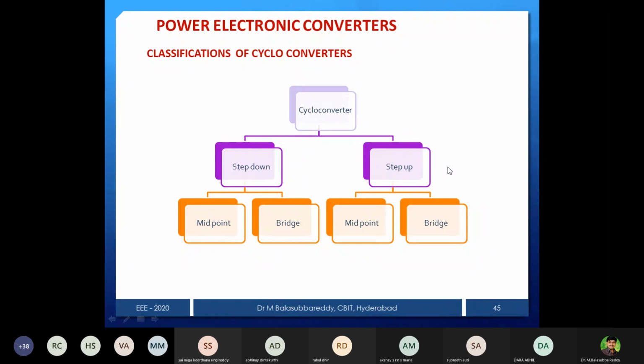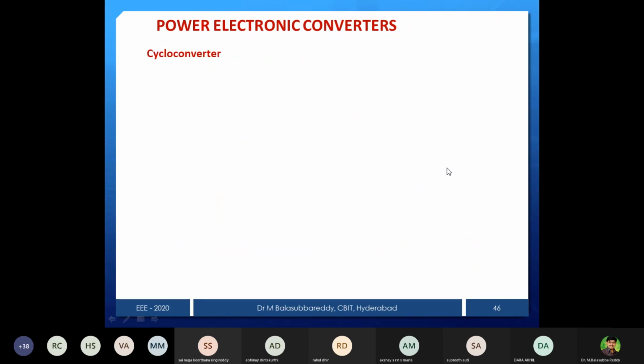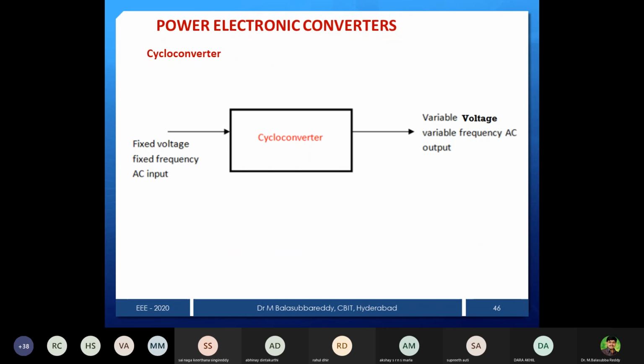I will explain briefly about any of these, whether it is step up, step down, or both. We will see that. The internal diagram we can represent like this: fixed voltage and fixed frequency AC input, that means some 230 volts 50 Hz supply, and what we can get is variable voltage and variable frequency.